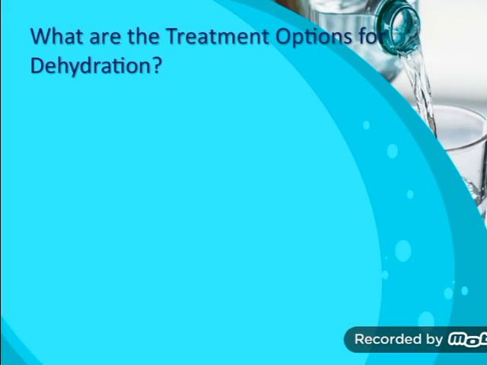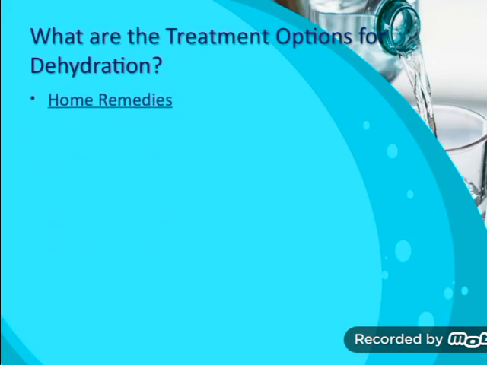Dehydration treatment options for adults include home remedies like sipping on water, drinking sports drinks that replace lost nutrients, cooling the body, and removing any excess clothing from the person. Medical treatment for dehydration in adults includes hospitalization and replacement of fluids lost.